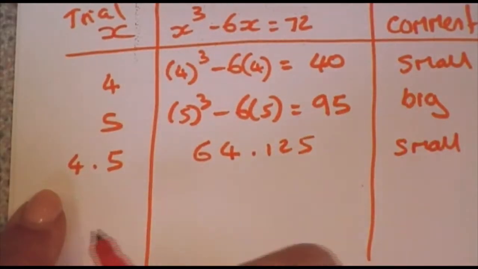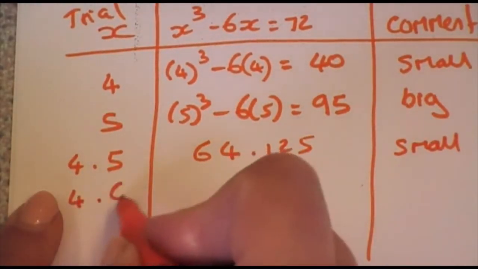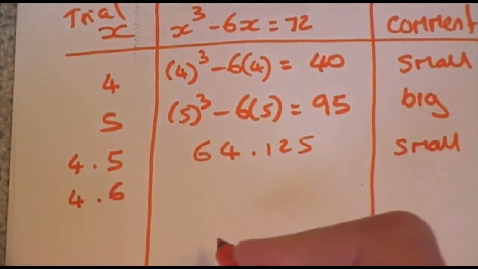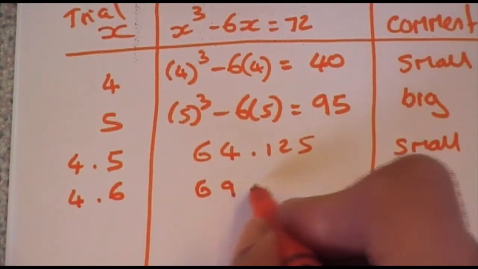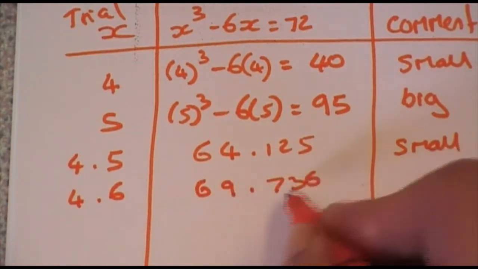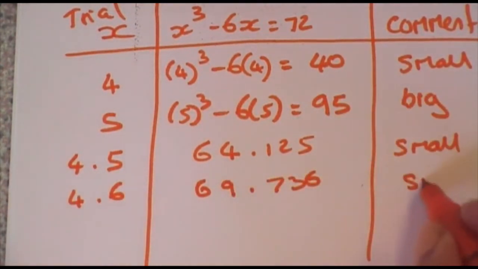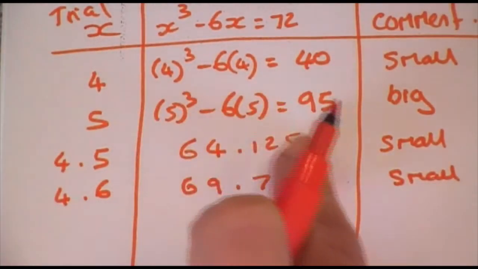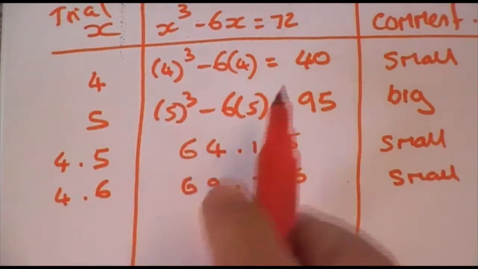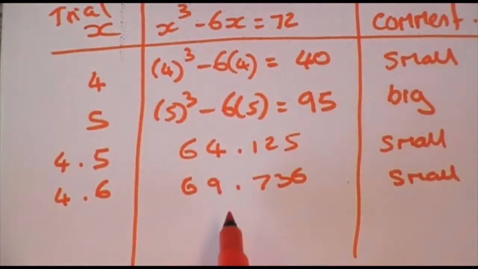I need to go a step bigger. I'm not going to take any shortcuts. I'm going to try 4.6 next. When I put 4.6 in, it gives me 69.736. I wanted 72. That's still too small. You may have noticed I've stopped writing my equation out here. That's fine. I've shown the examiner what I'm doing. I'm not going to write it out down here. If you're more comfortable with it, then go ahead.